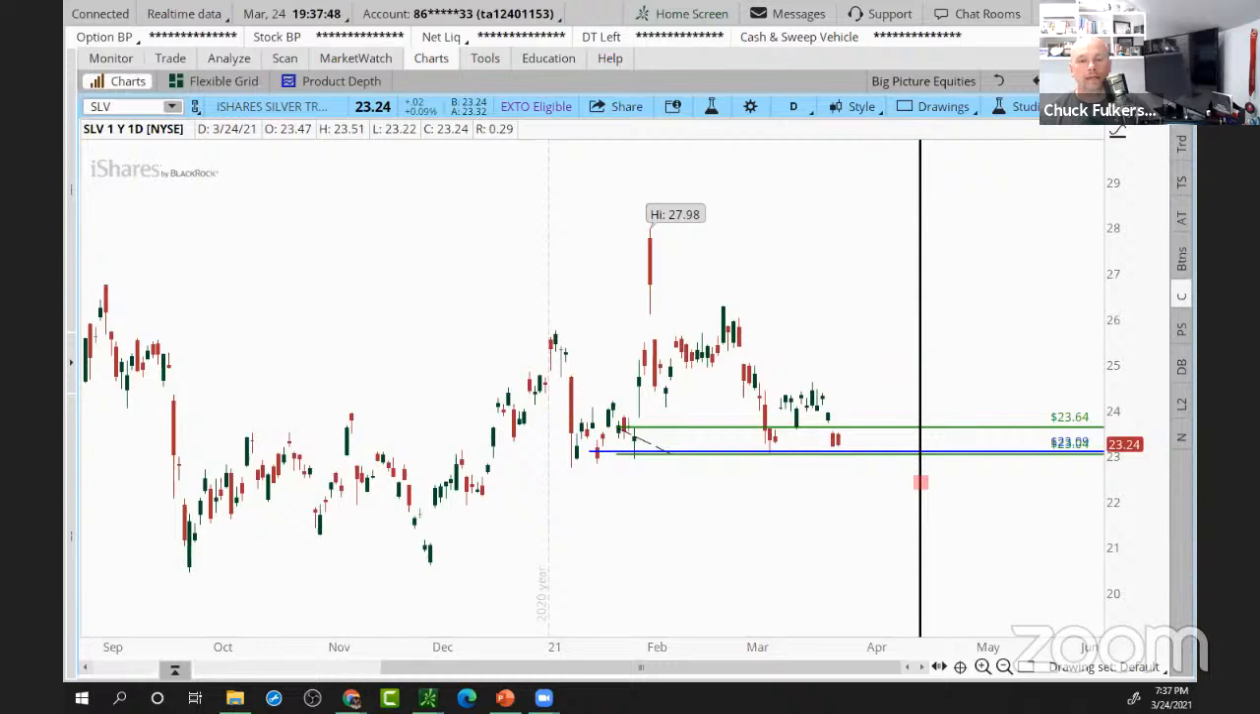So what does rolling something down and out mean? Well, when we roll something down and out, what we mean is that we roll it down. Now you don't have to roll it down and out. You could just roll it down, meaning I have the Aprils and I sell the Aprils again, but I roll it down. So instead of selling the 2250s, I sell the 2150s.